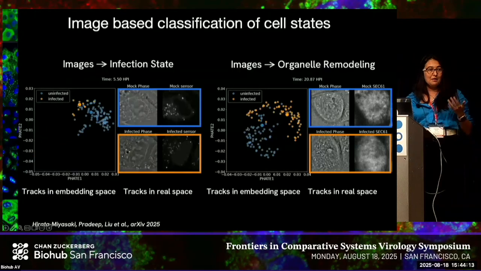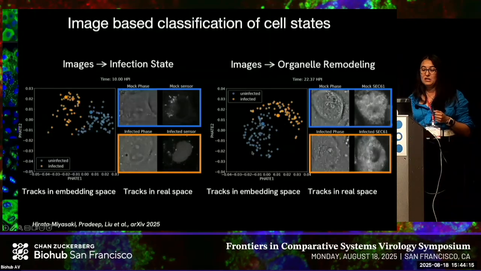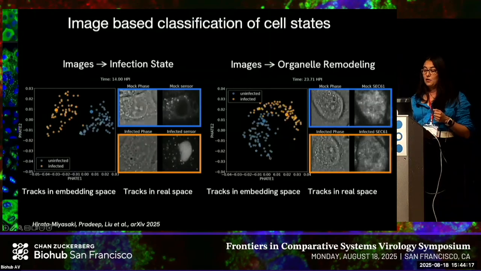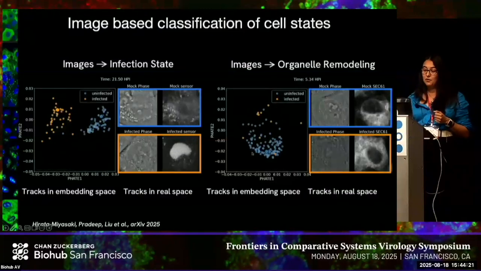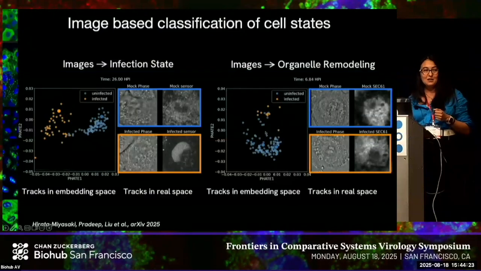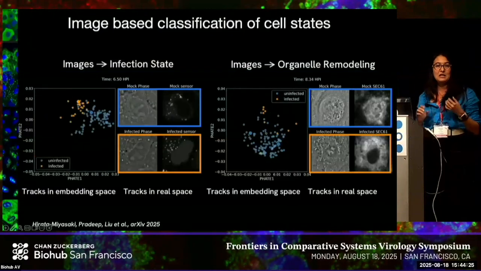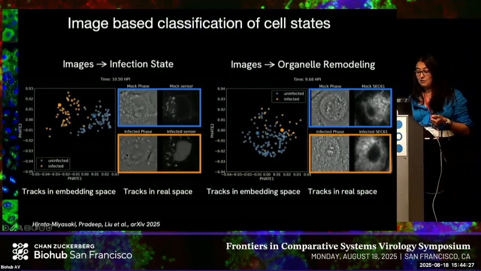Similarly, we can do the same for organelle remodeling. So here, the uninfected cells are going to go from, this is ER, by the way, so these are going to go from this space to an area right here, again, reflecting the change in the ER that we know happens during flavivirus infection.